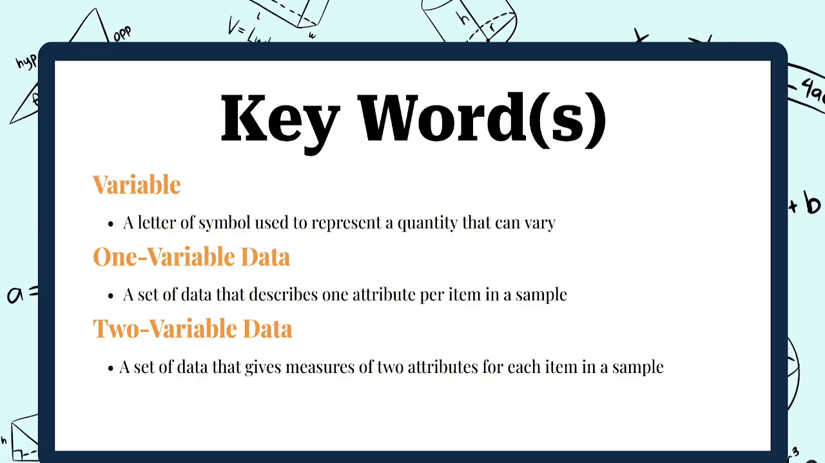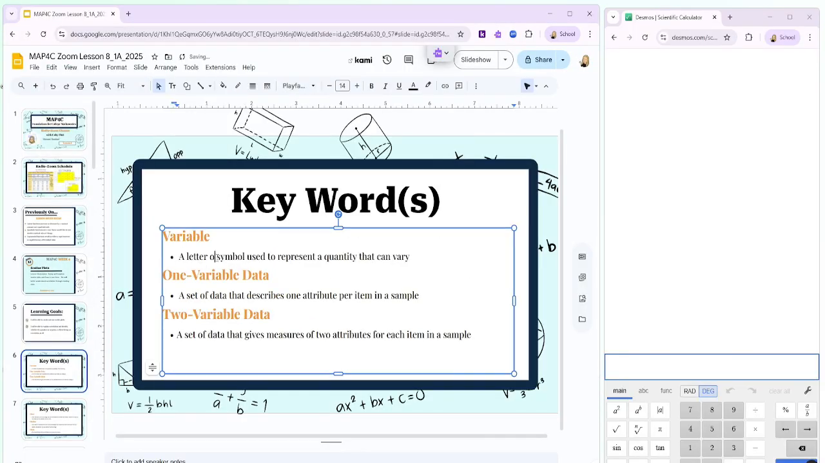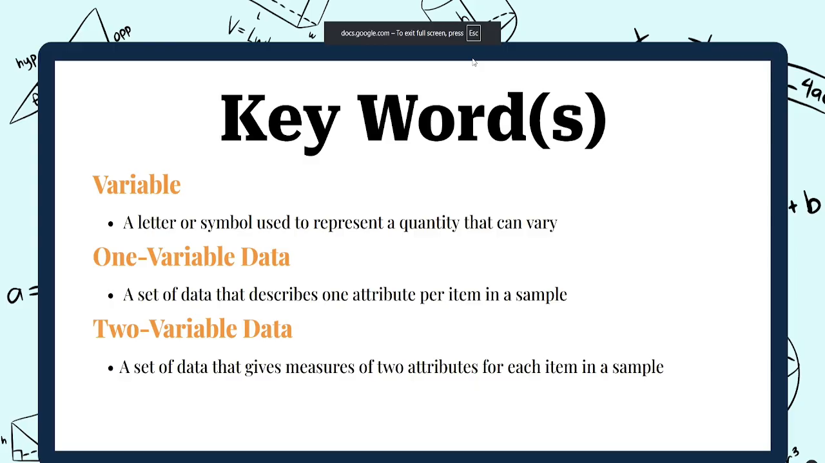Some of the keywords that you'll want to know for today's lesson are really about variables. The term variable simply means a letter or symbol used to represent a quantity that can vary. This is a word that I've already used throughout this class as we've been doing our formulas, talking about how we need to substitute into our formula the variable x or a or b or whatever the letter is.